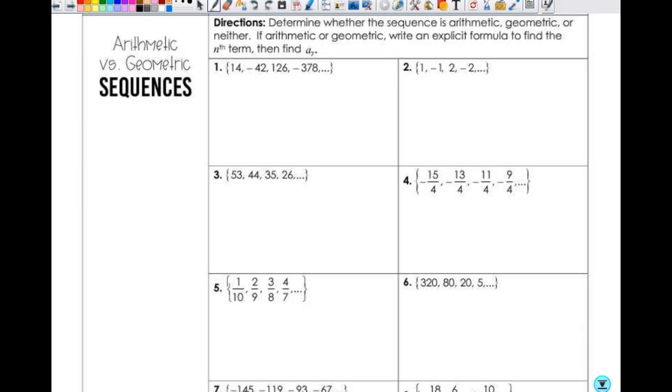So I want you to look at just 1, 2, and 3, and I don't care what the instructions say. All I want you to do is look at those sequences, use your calculator, and determine if they are arithmetic, geometric, or neither. Think about how you know the differences. If you're not sure how to figure that out, look at your notes.